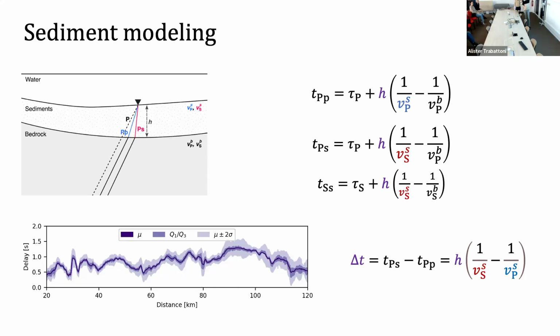To interpret this, we propose a really simple model, where we suppose that all the rays that cross the sediments have a length that is more or less the thickness of the sediments, and we use one average VP and VS velocity in the sediments. From this, you can compute the expected arrival time as a function of what you get from regional models.